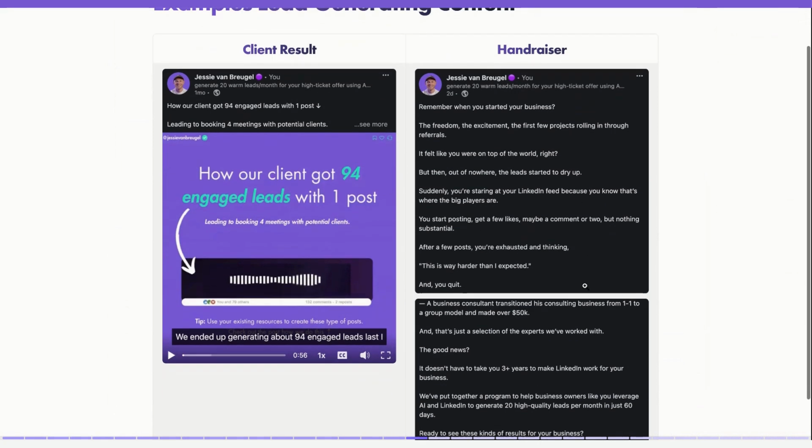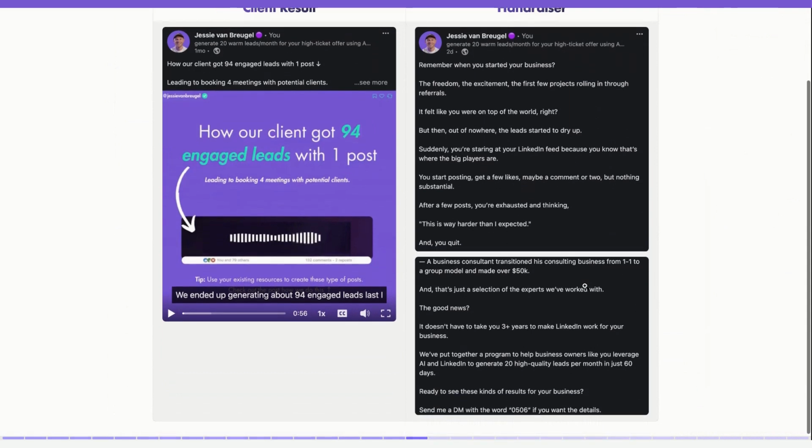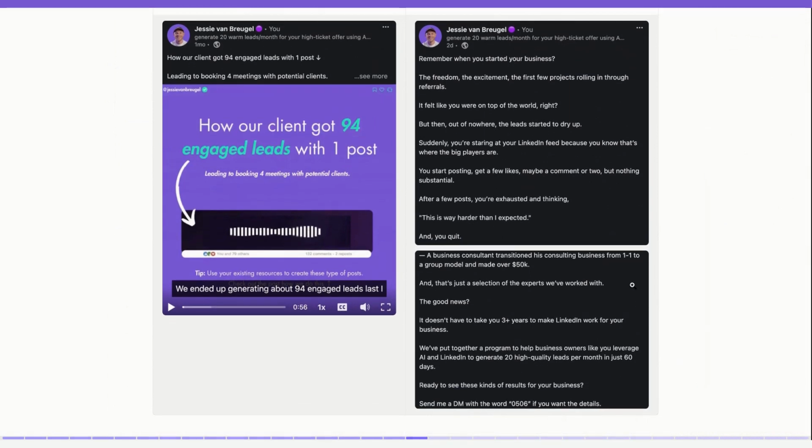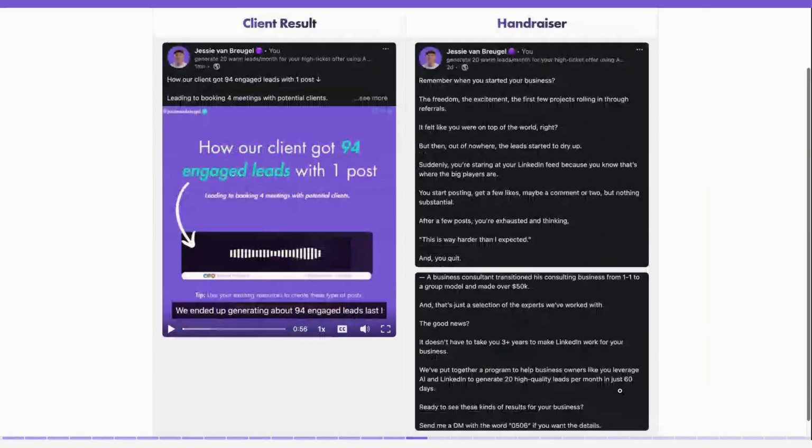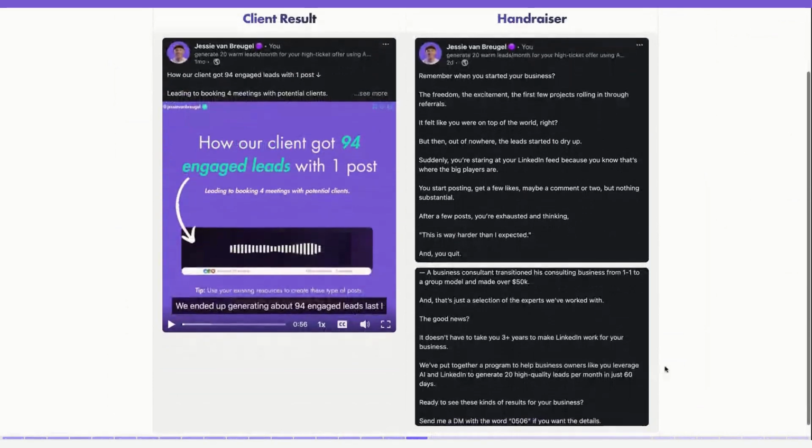And you often recognize these posts towards the end where there's a specific call to action. Hey, if you want this, DM me the word X, Y, and Z, and you get more details. So it's very specific, very clear that if I reach out, I'm going to get some form of offer or details based on the post.